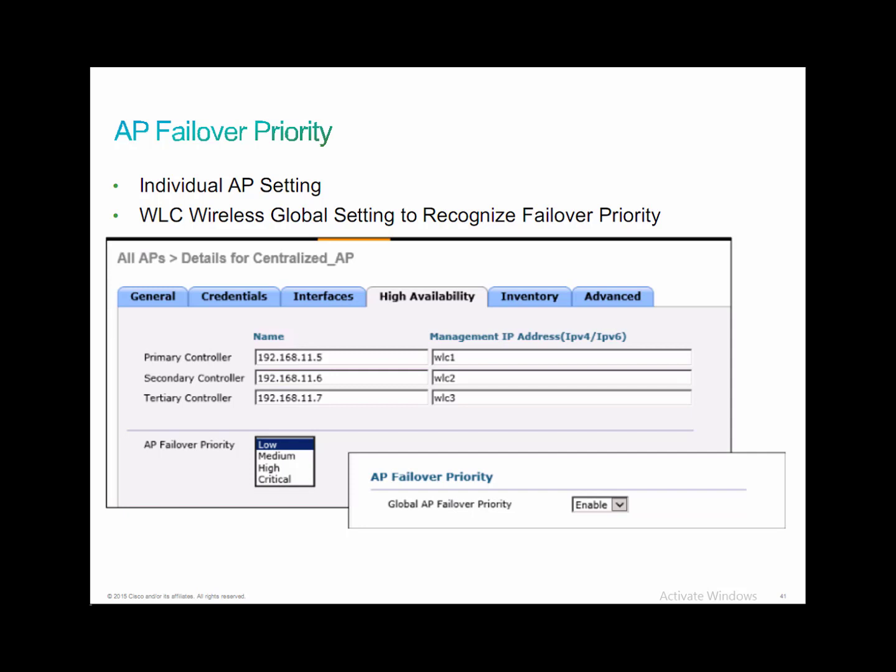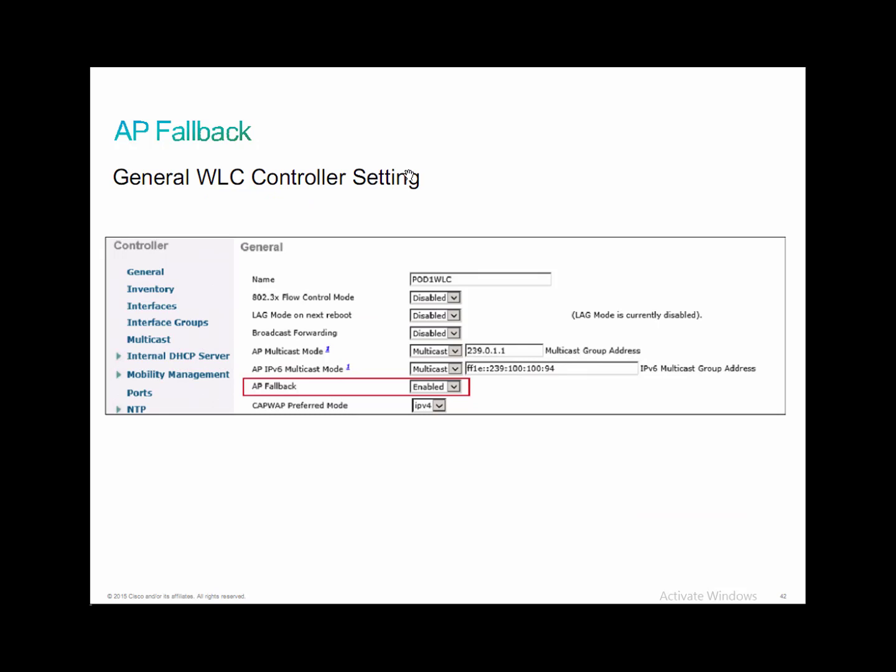All right. When the wireless controller AP fallback option is enabled, and you can see that's under the general settings for the controller. Those are some of the settings. Obviously, Pod 1, WLC, we called ours something else, but AP fallback is enabled. APs are going to return to their primary controllers after there's a failover event. It's enabled by default, and typically we don't change that value. It's not really something that really affects production.